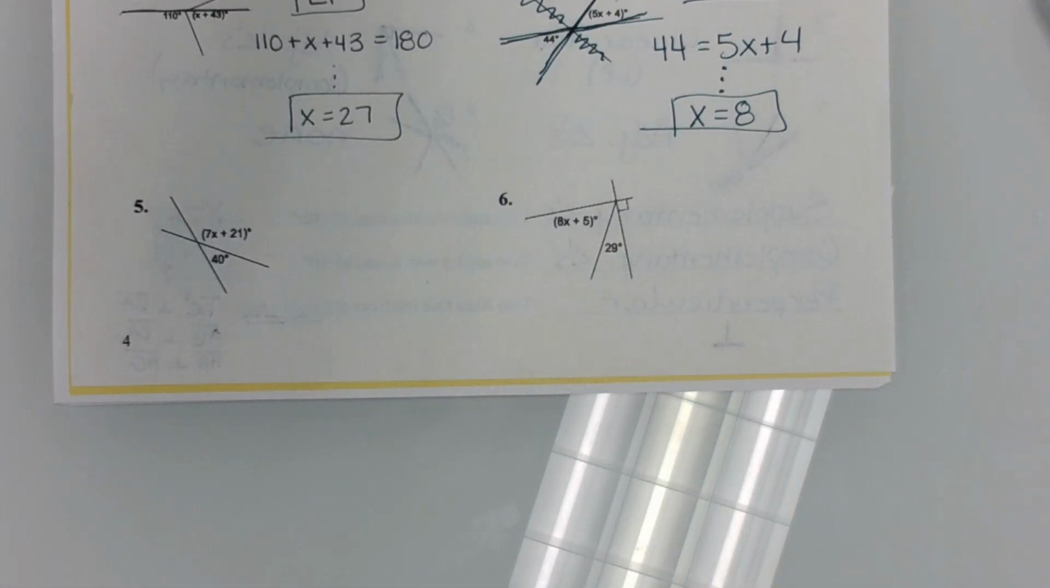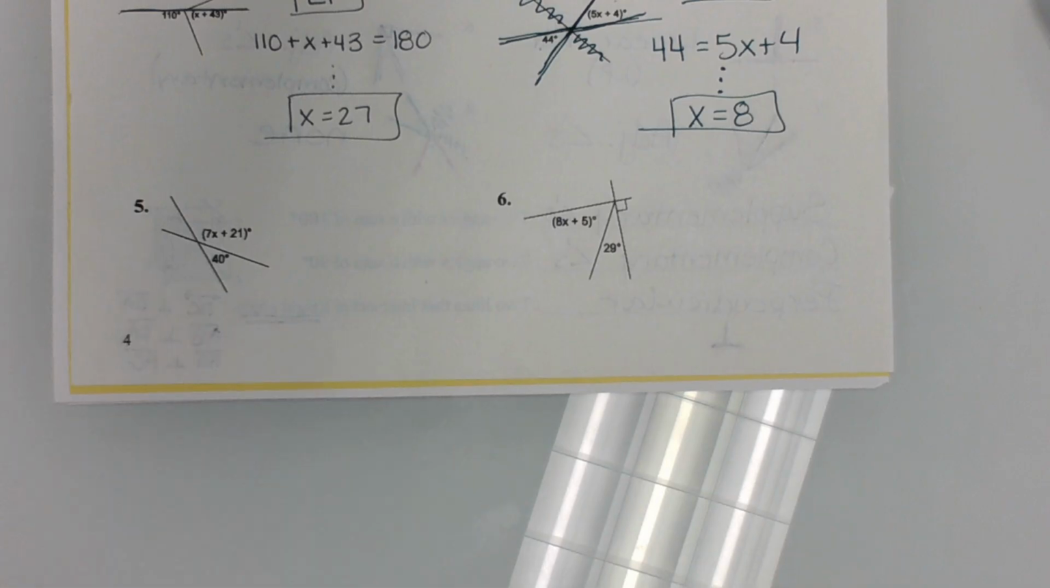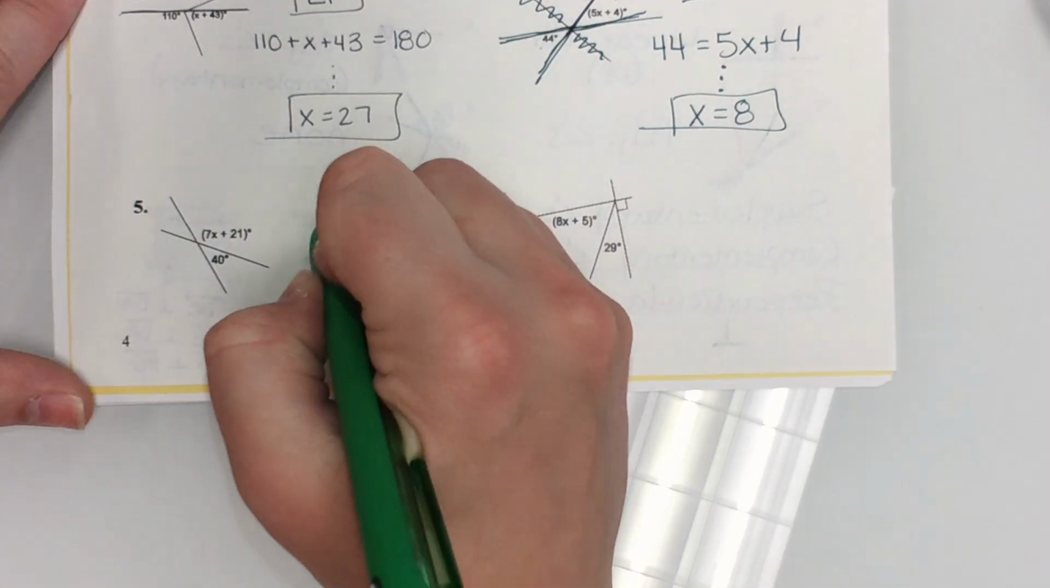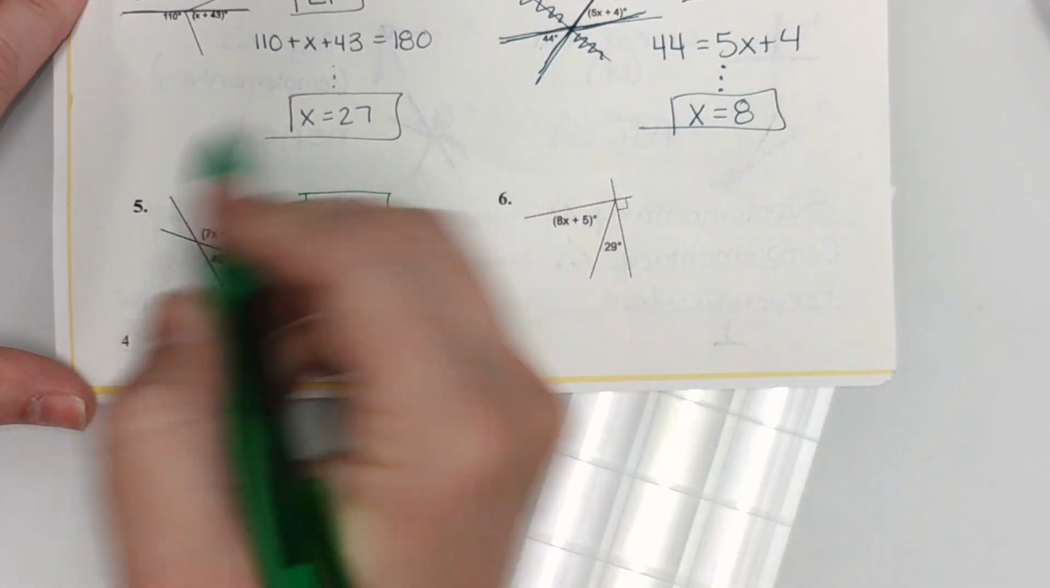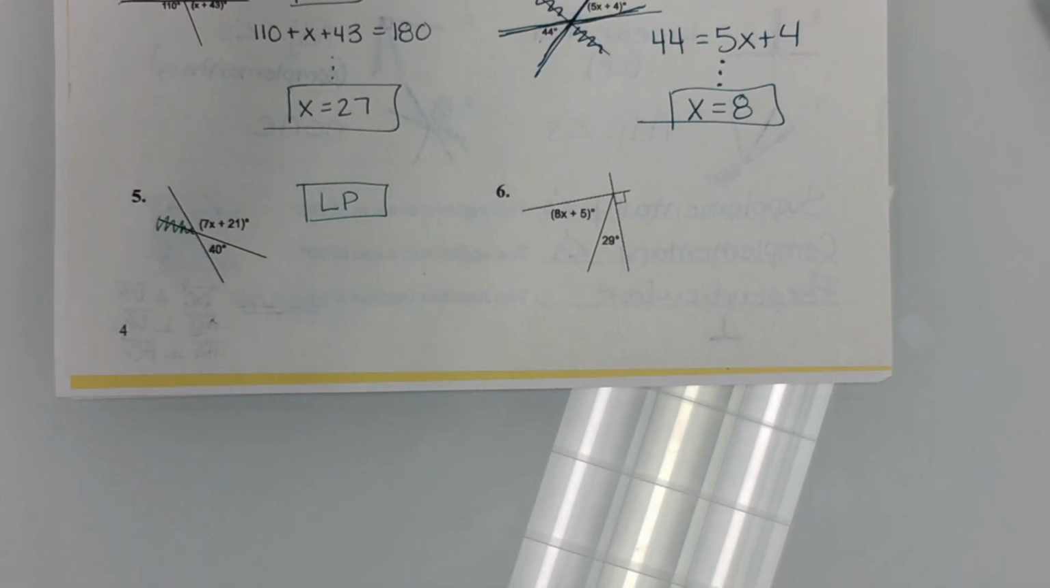We've got two more left. Joy, what kind of angle pair would you say these two are? They are a linear pair. This is extra information again. Kenna, if they are a linear pair, what do we know about them? They're supplementary.